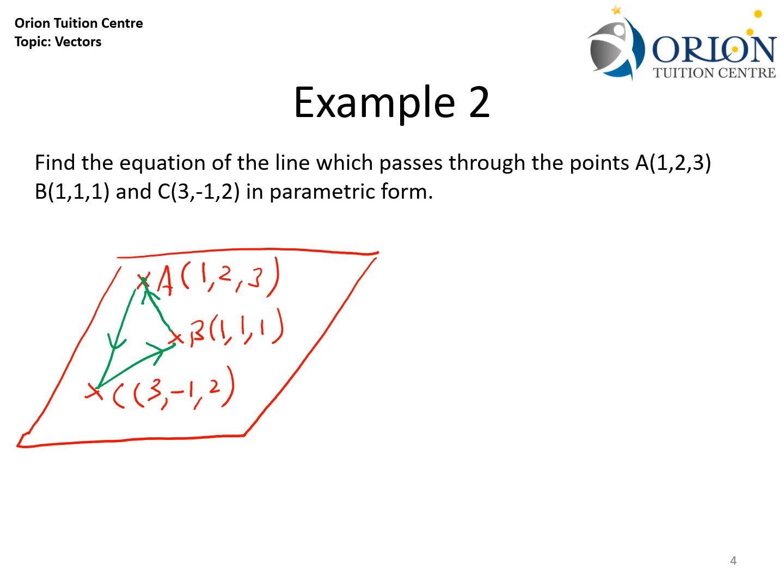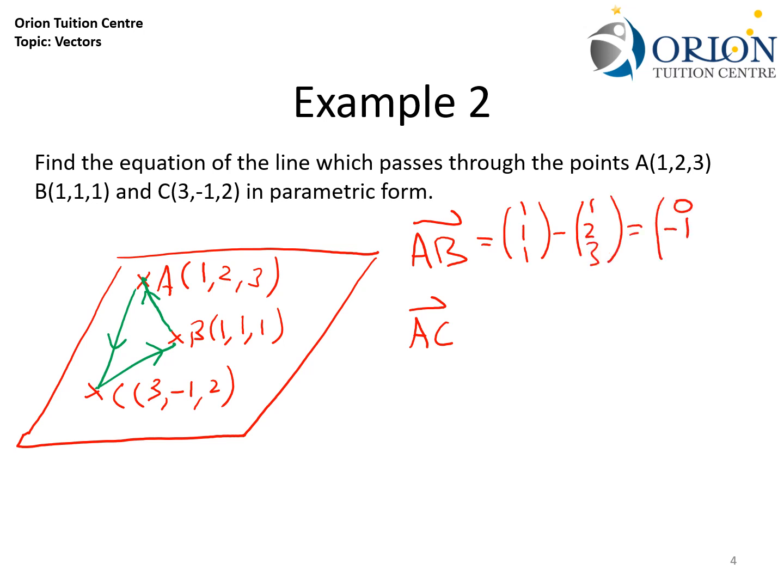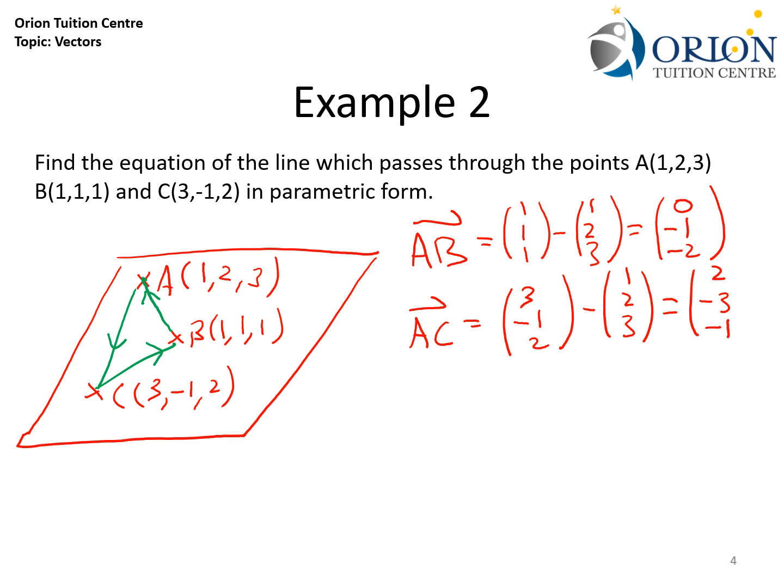So therefore, I'm going to choose vector AB and vector AC. For vector AB, it will be (1, 1, 1) minus (1, 2, 3), which gives me (0, -1, -2). And AC will be (3, -1, 2) minus (1, 2, 3), and this gives me (2, -3, -1).